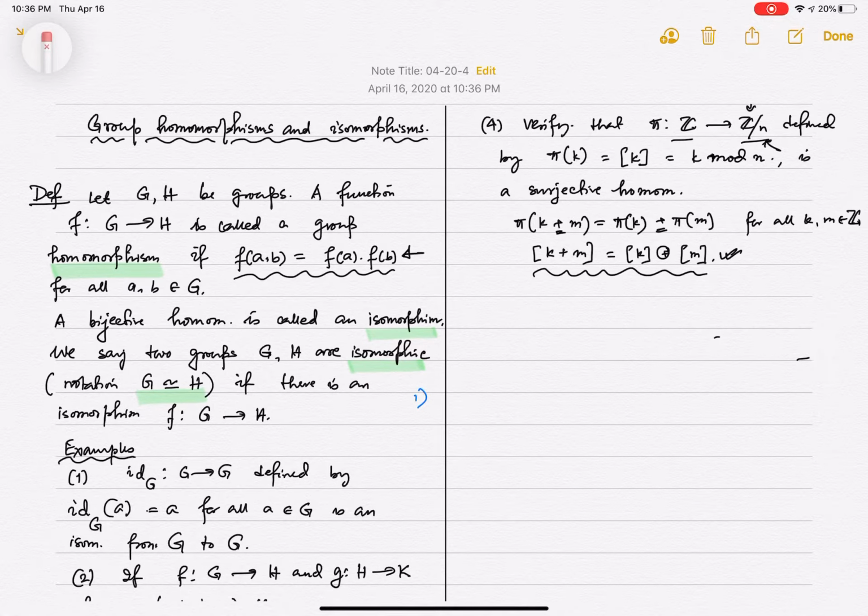So this one is not one-to-one because the domain set is infinite and the codomain is finite, so there is no way to give a one-to-one map, but it's certainly onto. Okay.